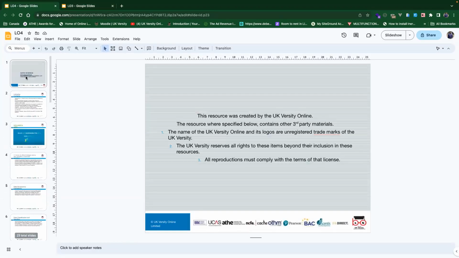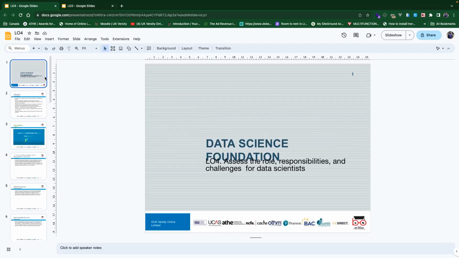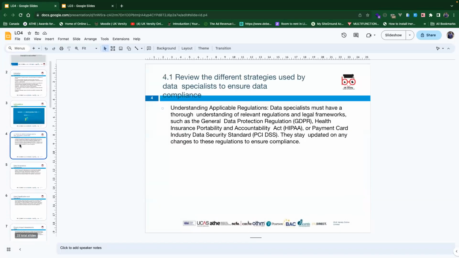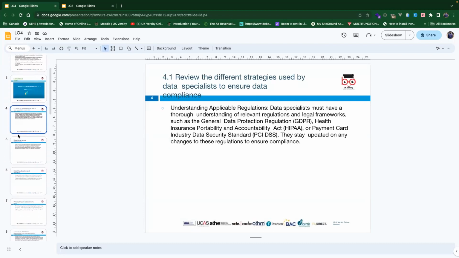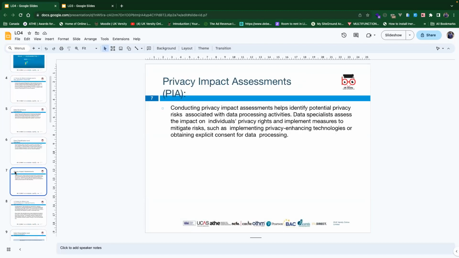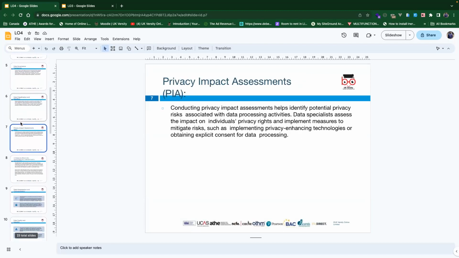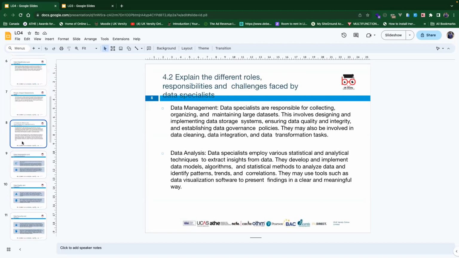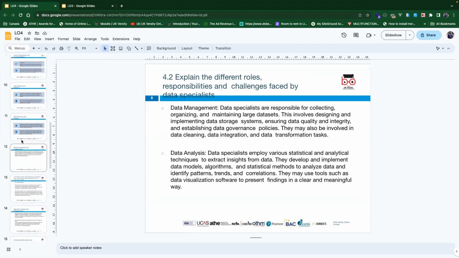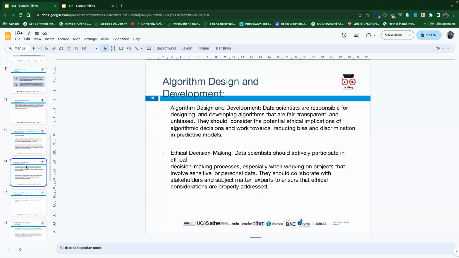And today, we looked at the roles, responsibilities, and challenges of data scientists. We spoke about strategies used by data science specialists to ensure data compliance. Yeah, the popular one is GDPR. We also spoke about privacy impact assessments. We spoke about the different roles, responsibilities, and challenges faced by data specialists, among other things.